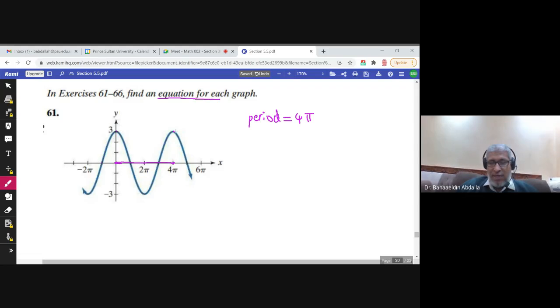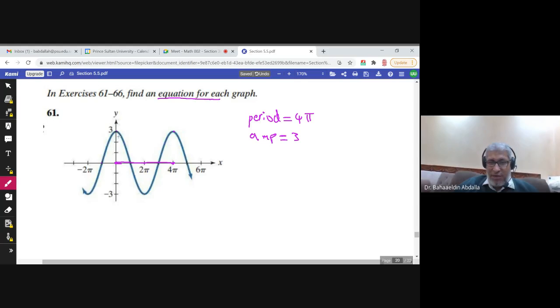The same point again, you will get the period. All right. What about the amplitude? Do you see the amplitude from here? Yeah, the amplitude is 3. Okay, so you know here that A could be 3 or -3.